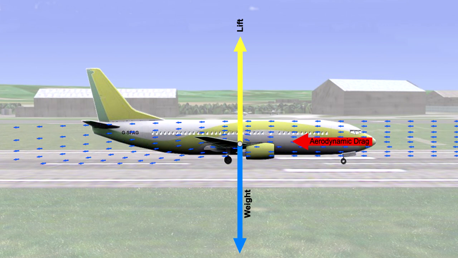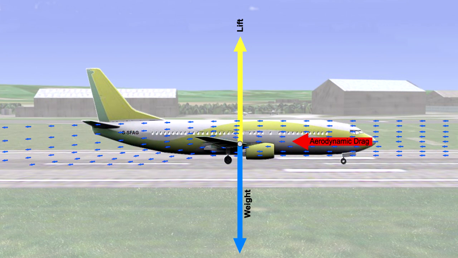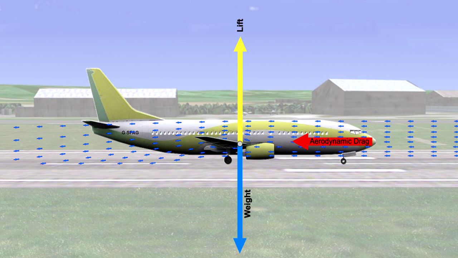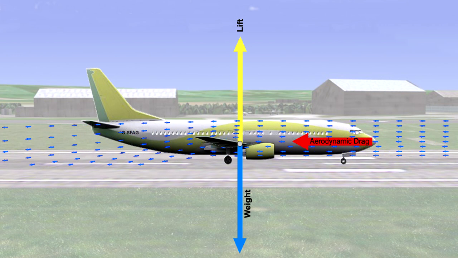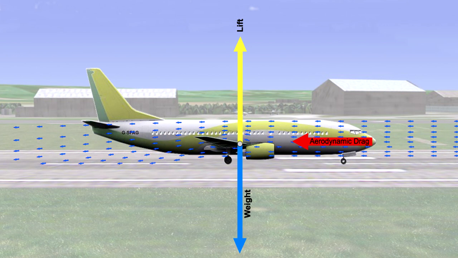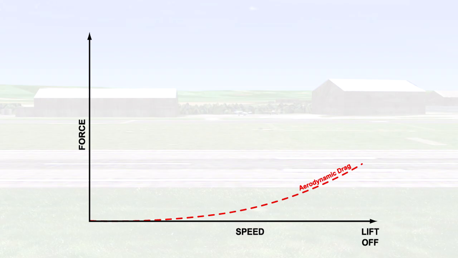Parasite drag is created by the impact of the aeroplane on the air. It follows then that as the aeroplane travels faster through the air, parasite drag, and thus the aerodynamic drag, increases. Therefore, during the takeoff, aerodynamic drag is increasing, as shown in this graph.